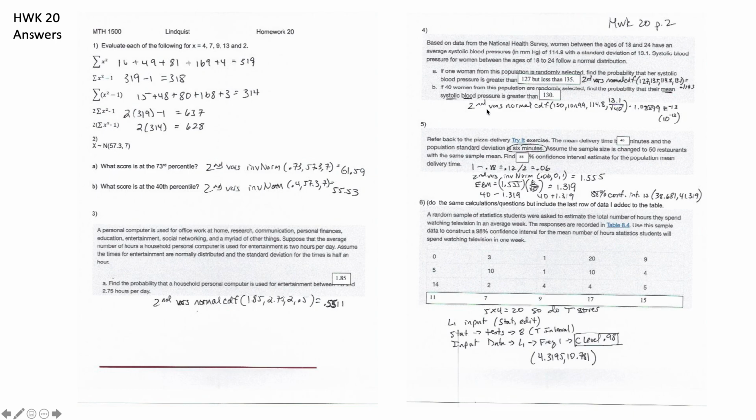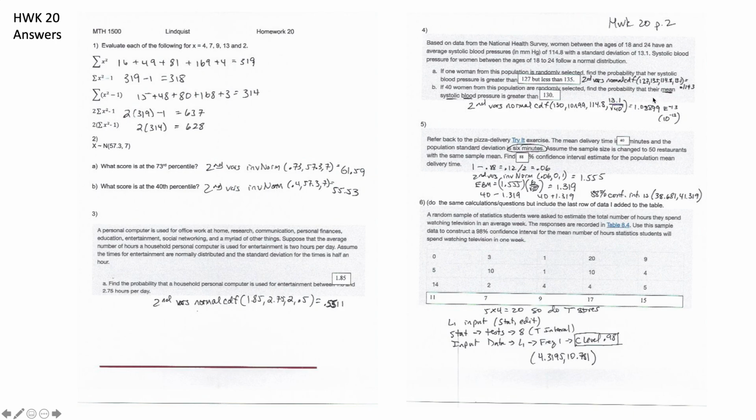Now, number 4, very similar type of question. I'm sure you read it over before, so I'm not going to reread it. But you're going to do 2nd Var's normal CDF, but this time it's between 127 and 135. So my lower is 127, my higher or upper is 135. The mean is 114.8, standard deviation is 13.1, and I get 0.1143.